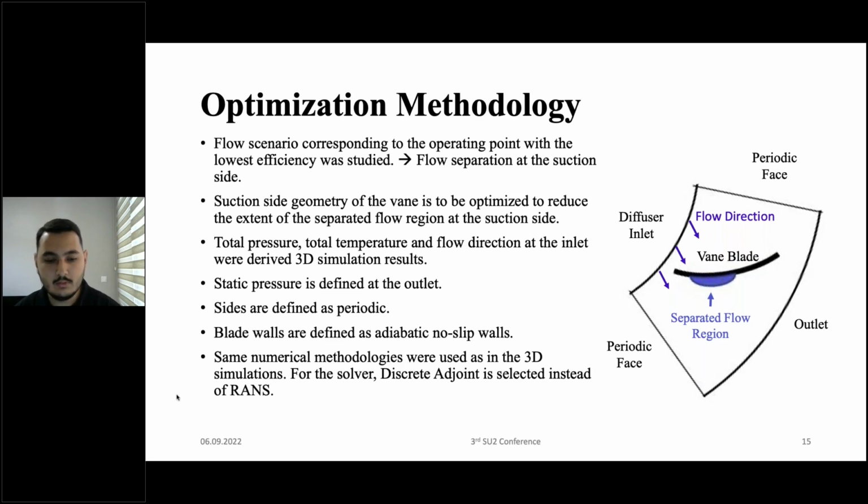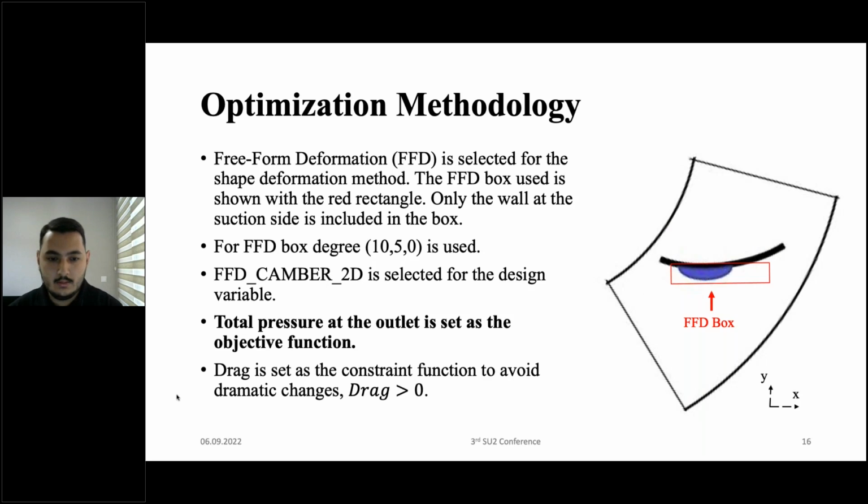The same numerical methodologies were used as in the 3D simulations. For the solver, however, we selected a discrete adjoint instead of RANS. Free-form deformation is selected for the shape deformation method. The FFD box used is shown with the red rectangle in the schematic. Only the wall at the suction side is included in the box. I have selected the FFD camber 2D for the design variable.